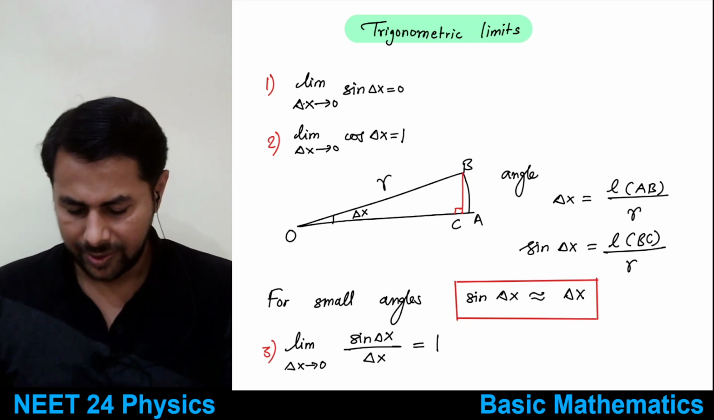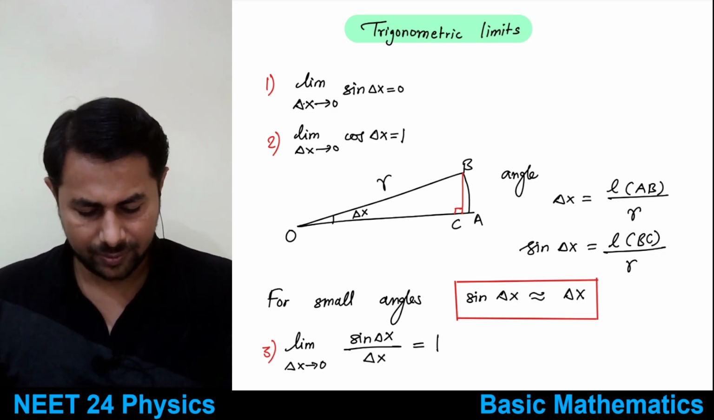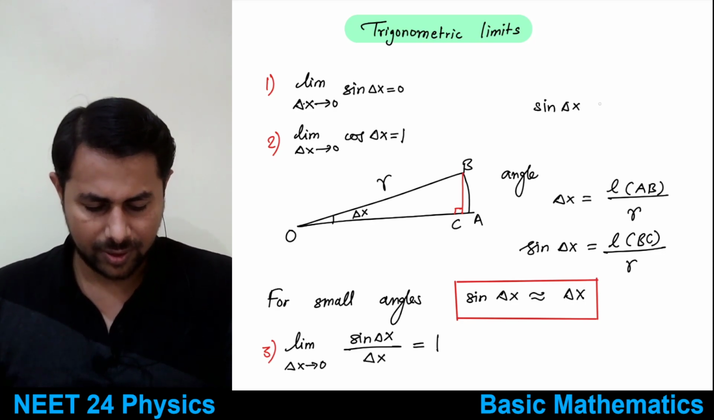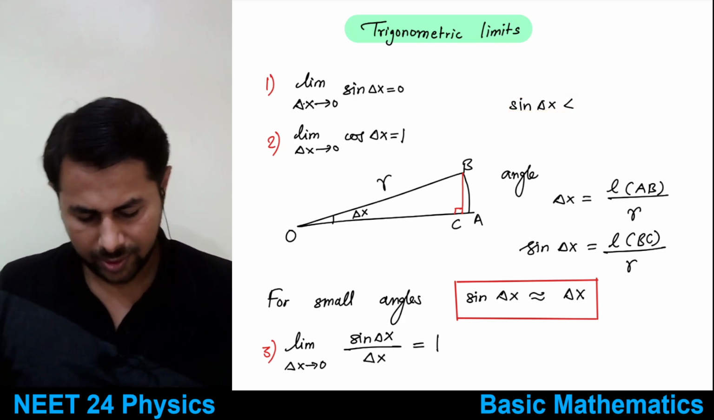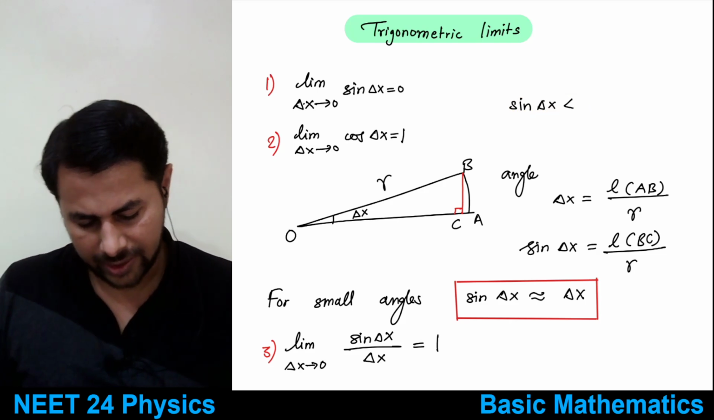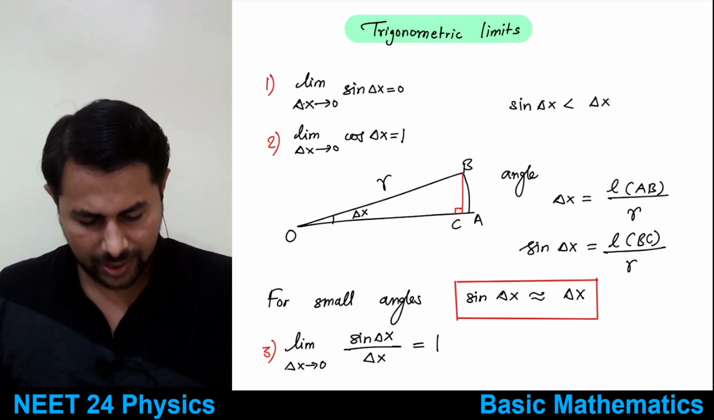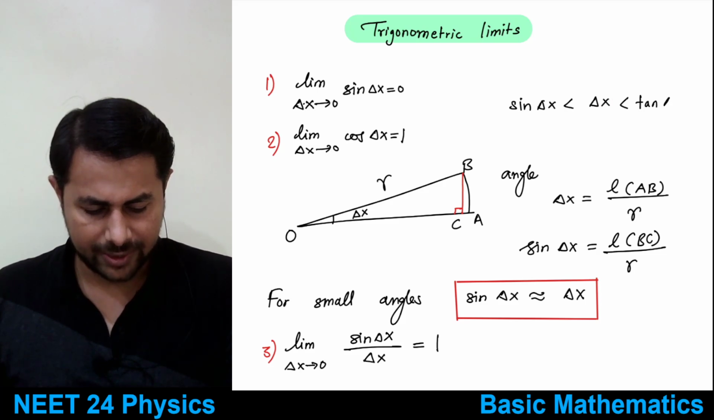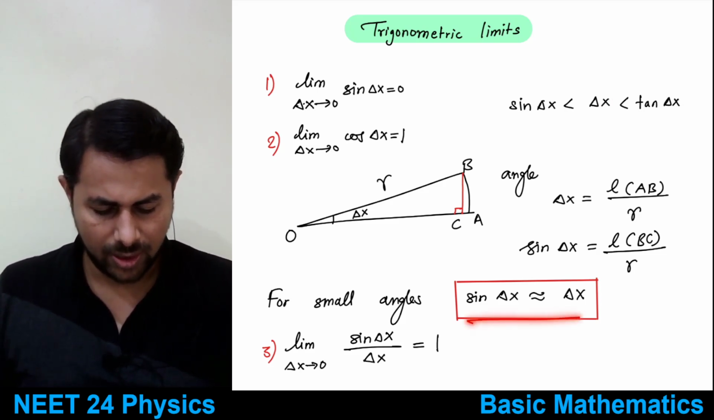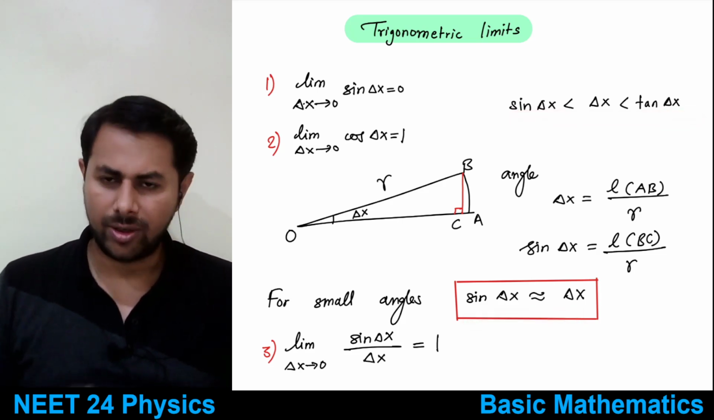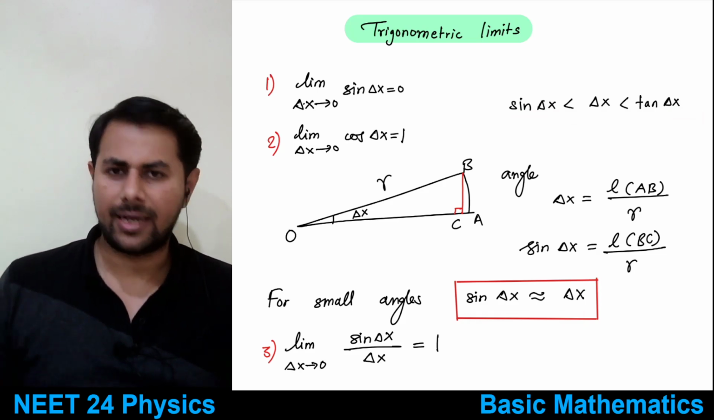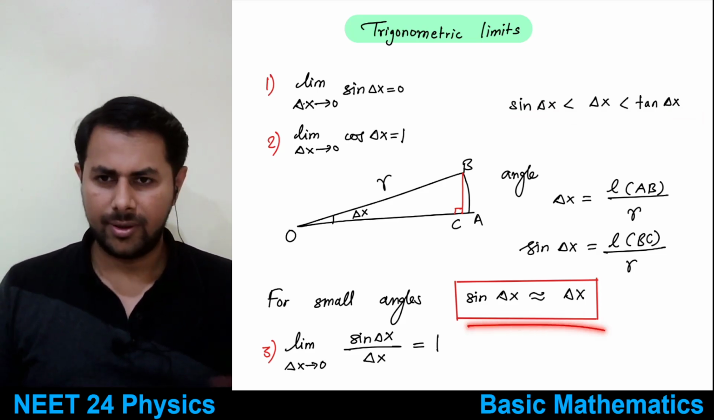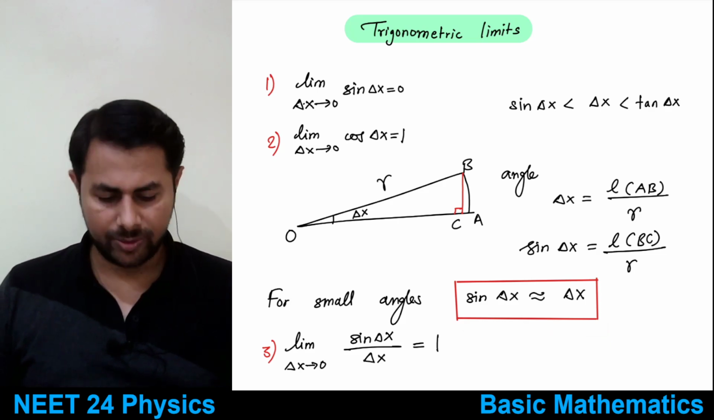Otherwise the relation would be sine of delta x is less than delta x, and it should be less than tan of delta x. But if the angle is very small, all three are almost equal. Sine of an angle is nearly equal to the angle itself, and nearly equal to tan of the angle itself, right? So this we need to remember for small angles.